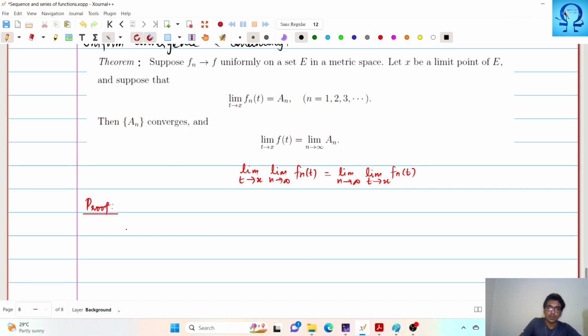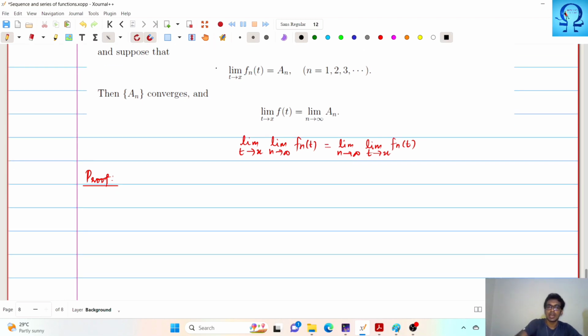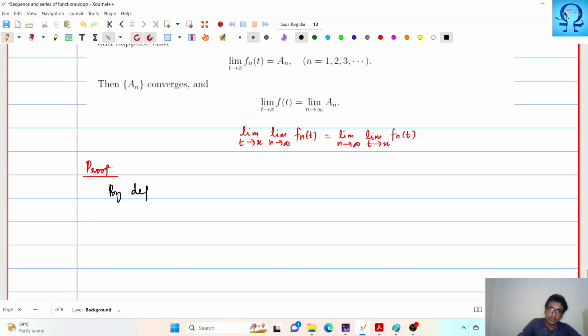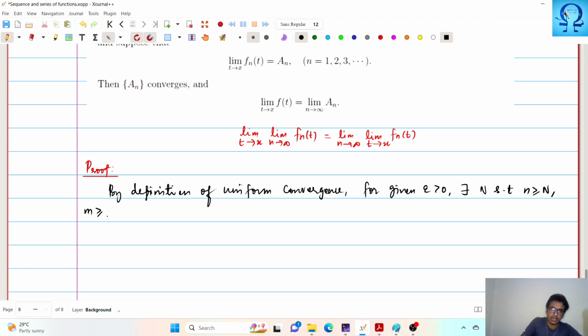First of all, what is given? fn converges to f uniformly on a set E. So by the definition of uniform convergence, for a given epsilon positive, there exists big N such that for small n bigger than or equal to big N and small m bigger than or equal to big N, and for all t in the set E, we have the absolute value of fn(t) minus fm(t) is smaller than or equal to epsilon. This is by the definition of uniform convergence.